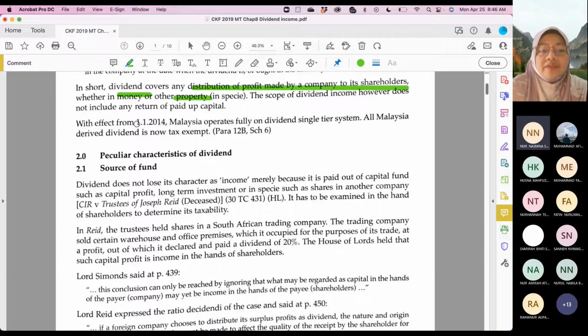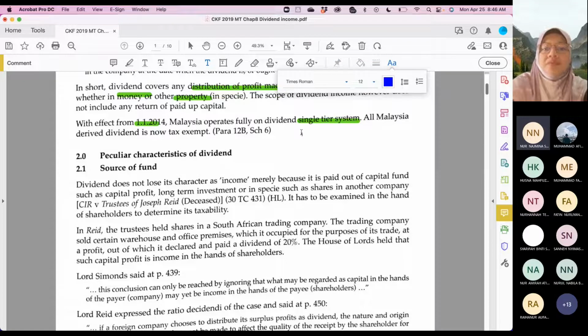Effective from 2014, Malaysia operates fully on what we call the single tier dividend system. Prior to 2015, we called it an imputation system. Let me write it down here. Prior to the single tier system, which is prior to 2014, Malaysia was on the imputation system. But now we move to the single tier system. Later we will look into more detail. What do you mean by single tier system?